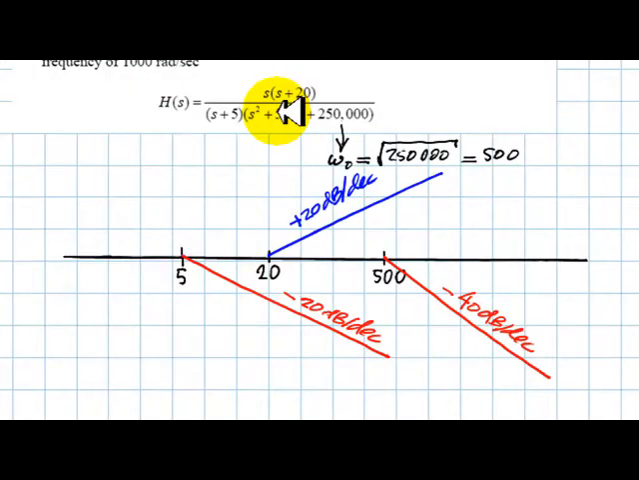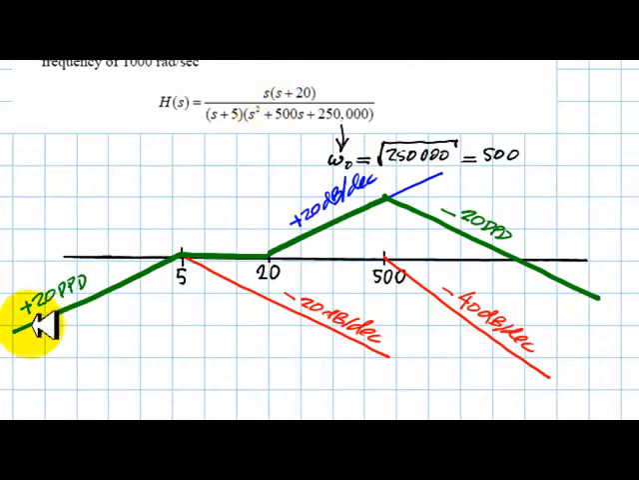I begin by identifying the knees on the decibels diagram. At 5, there is a pole and a slope for a pole. And then there is a simple zero at 20 and its contribution. And in this pair of complex conjugate poles, there is a knee frequency of 500 radians per second. The slope contribution is negative 40 decibels per decade. The entry on the amplitude diagram, of course, because there is a zero at 0, is 20 decibels per decade.